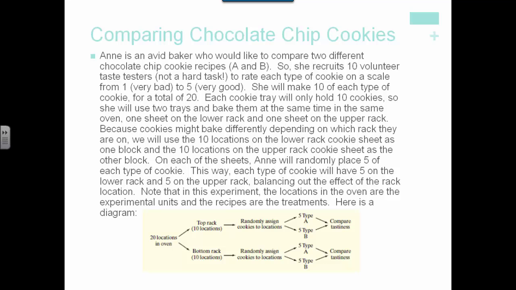Here's another example. This is an example using chocolate chip cookies. Again, this shows an example of how the design can be carried out in an experiment and how the diagram would look. We have chocolate chip cookies, 20 locations, top rack for 10, bottom rack for 10. Randomly assign the cookies to the locations, and then we have two different recipes, A and B. And then when we're done, we compare the taste. You can read through again the entire experimental design listed on here, and then here's an example of how it would look.